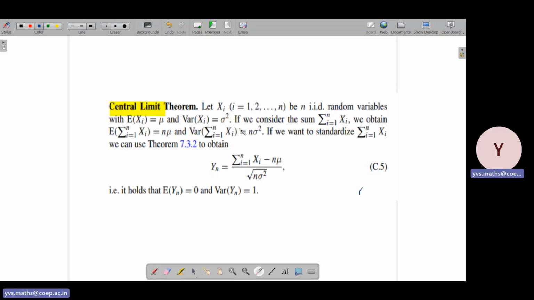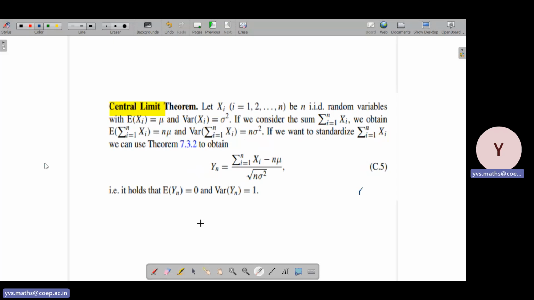So this is given. If we consider the sum of all random variables, which we can treat as the linear combination of X1, X2, up to Xn, then its expected value is equal to n into mu, and the variance of all the random variables in their addition will be n into sigma square. If we want to standardize summation Xi, then we subtract its expected value, namely n mu, and divide by its standard deviation, namely square root of n into sigma square.